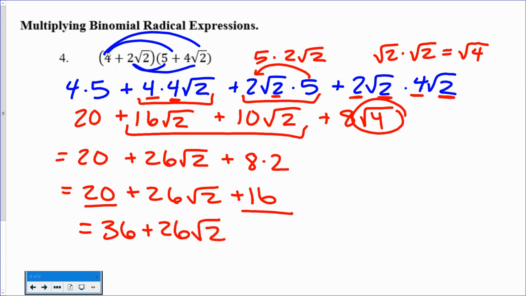And then here's where I'll see a few students get very tempted to add the 36 and the 26 together. I cannot do that because this 36 does not have a square root of 2 attached to it. So they are not like radicals. The 36 has no radical at all. So I cannot add it to another number with a radical. Okay, so this would be my final simplified answer.